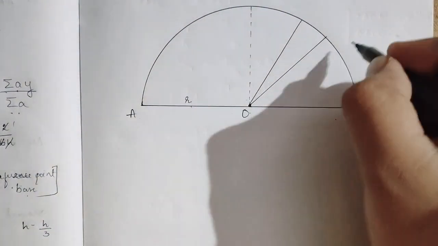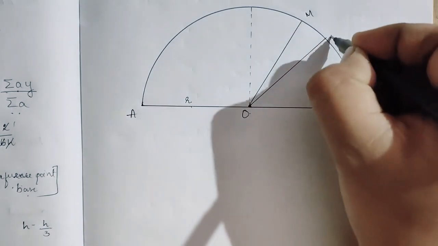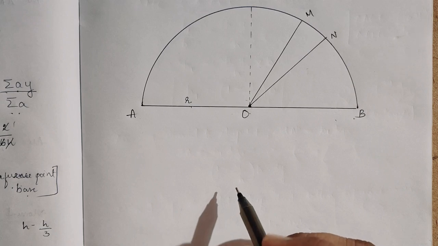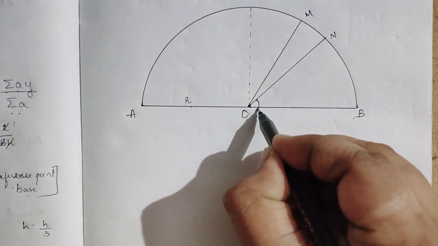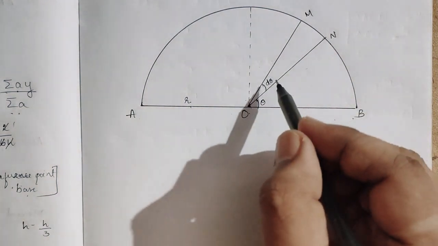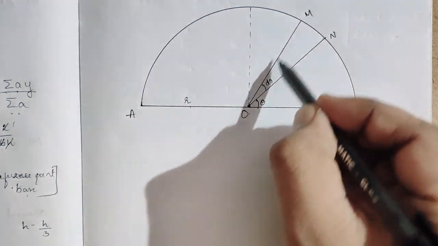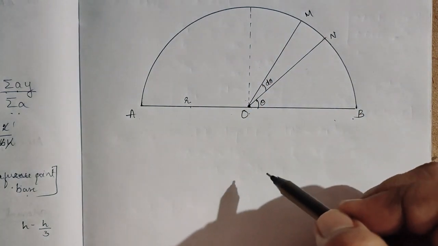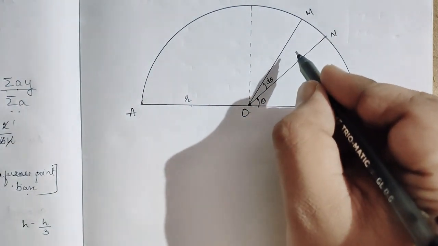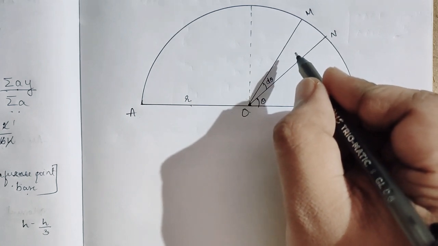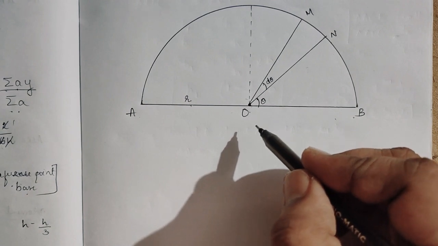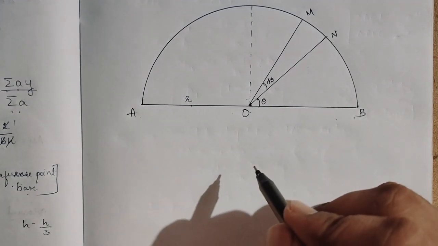Let this OMN be the elemental strip at an angle theta, making an angle d theta. When you see this elemental strip OMN, what is it? It feels like a triangle. If this is a triangle, for a triangle we already know where the centroid lies: from the base it is 1/3 h, from the apex it is 2/3 h.